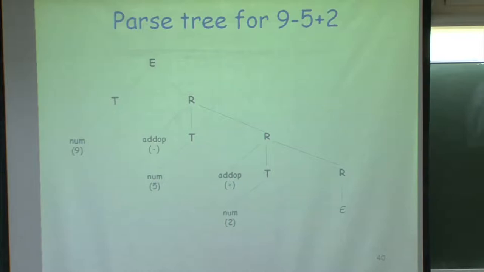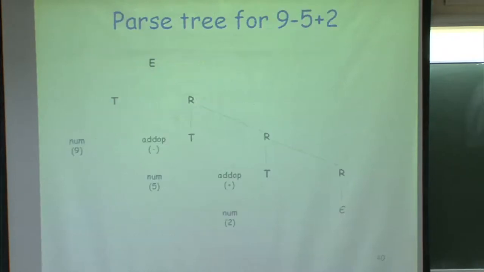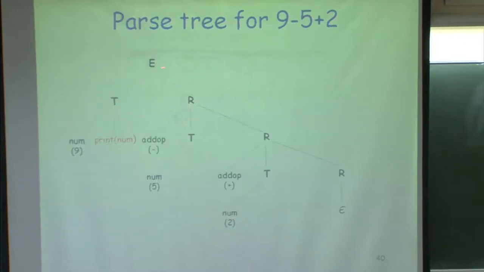Now if I say that this is also being treated as a leaf node, a token, then my parse tree will change by putting in this action, because now I am saying that t goes to num followed by print num. Print num is now a dummy leaf node. So this is how it will change: t goes to num and print num. At this point of time, I am not executing any action, but I am saying that this is just a leaf node.